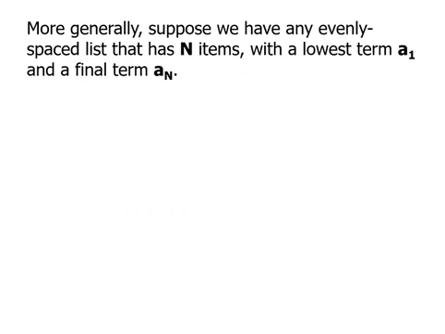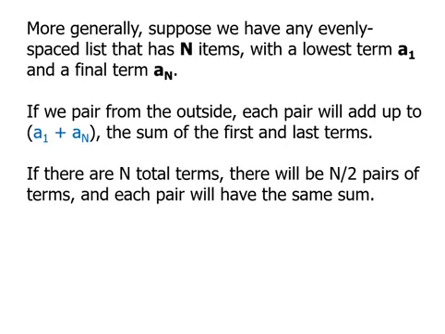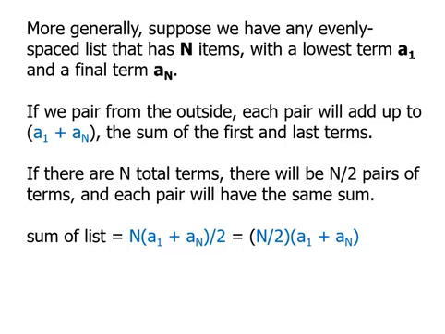Even more generally, suppose we have any evenly spaced list that has n items with a lowest term of a sub 1 and a final term of a sub n. If we pair from the outside, each pair will add up to a sub 1 plus a sub n, the sum of the first and the last terms. If there are n total terms, there will be n divided by 2 pairs of terms, and each pair will have the same sum. So the sum of the list, we could write it this way, or we could write it this way. Either one of these ways is fine. This is an enormously important formula, and once again, don't simply memorize. Please understand how we built this formula step by step.